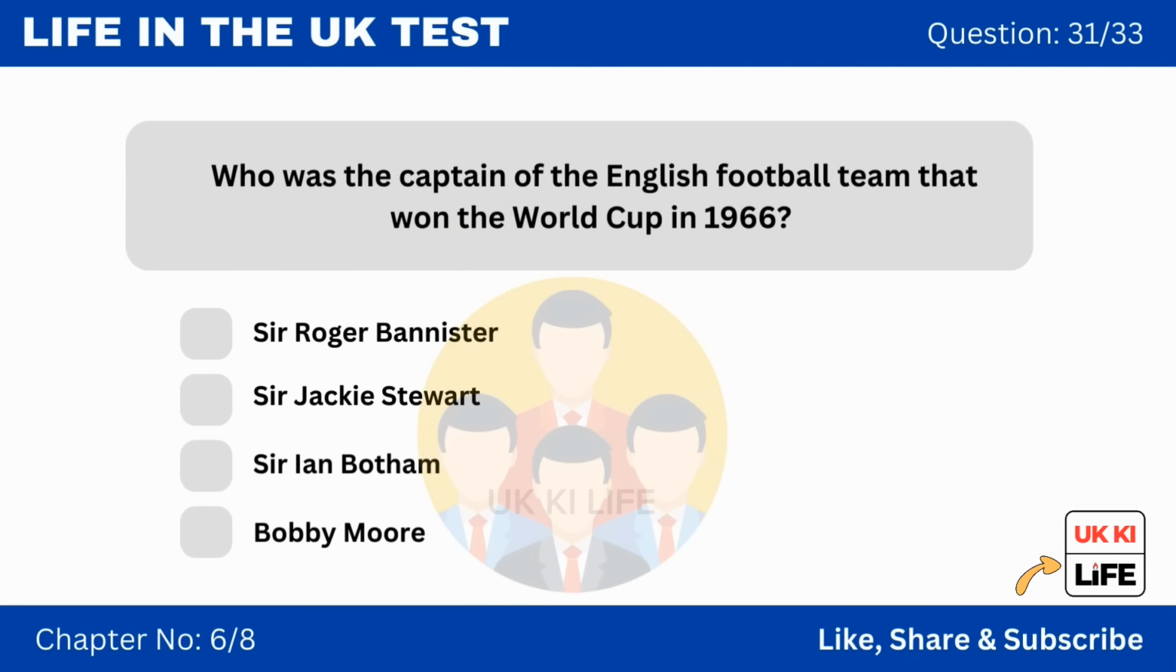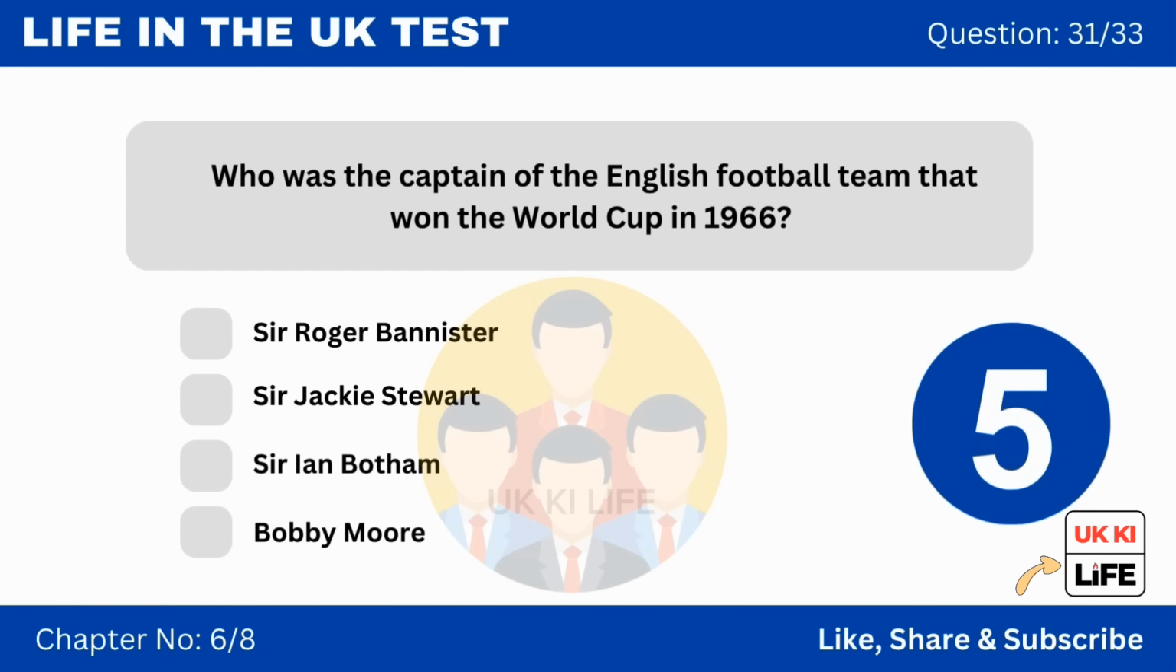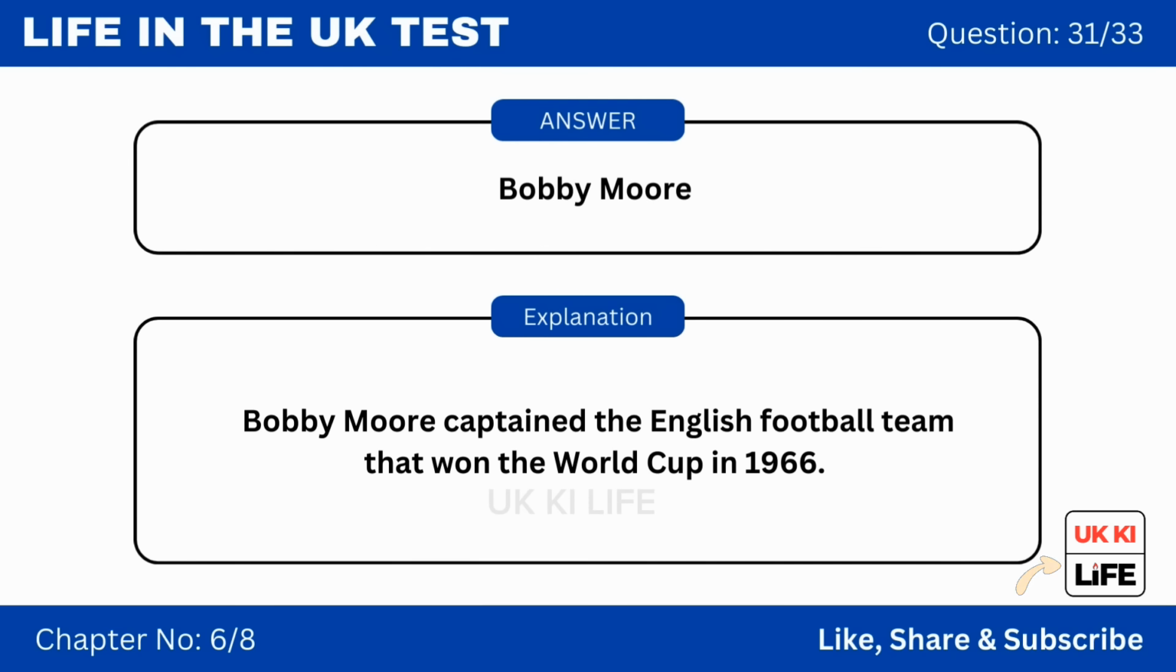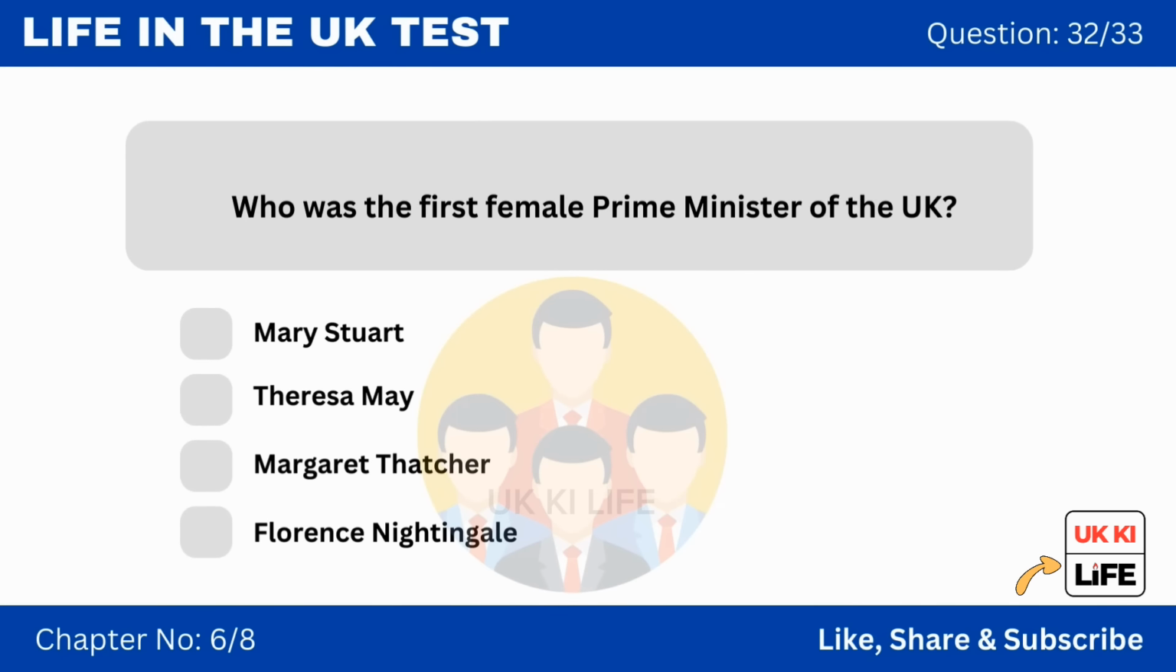Question 31. Who was the captain of the English football team that won the World Cup in 1966? Sir Roger Bannister, Sir Jackie Stewart, Sir Ian Botham, Bobby Moore. The correct option is D. Explanation. Bobby Moore captained the English football team that won the World Cup in 1966. Question 32. Who was the first female Prime Minister of the UK? Mary Stuart, Theresa May, Margaret Thatcher, Florence Nightingale.